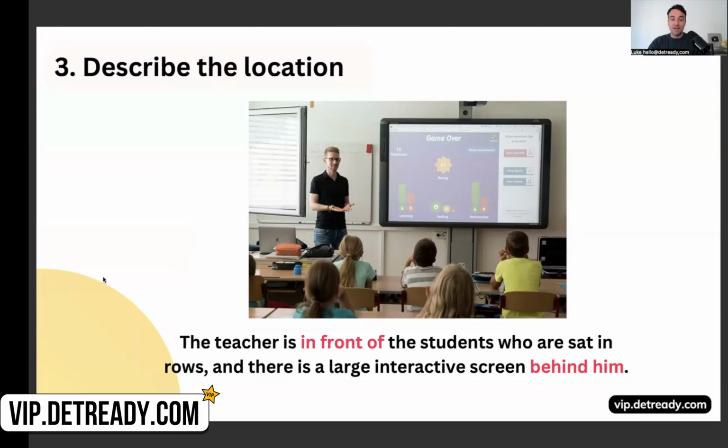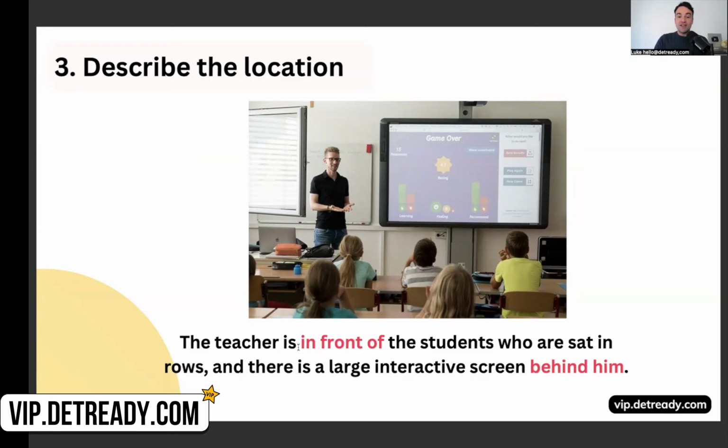So for example, the teacher is in front of the students who are sat in rows, and there is a large interactive screen behind him. The ones in red are the prepositional phrases which we use to describe locations: in front of, behind, next to, opposite, above, beneath. These are different phrases we use to describe where things are located in a photograph.